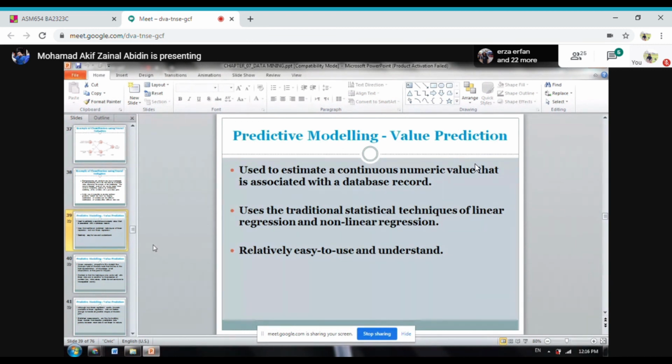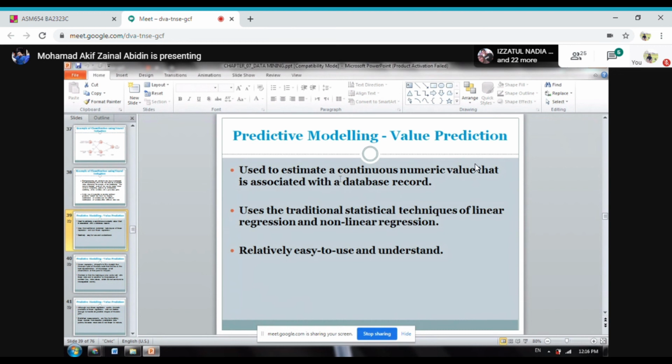Terus pergi kepada value predictions. Yes, for this one, this is the second technique of predictive modeling. Okay, the first technique just now is classification used by the finite set of class. So for the value predictions, pengkelasan adalah depending on the continuous numeric value. Tadi untuk classification, it refers to the finite set, nombor bulat iaitu 1, 2, 3, male, female. Benda yang kita categorizekan using certain label.